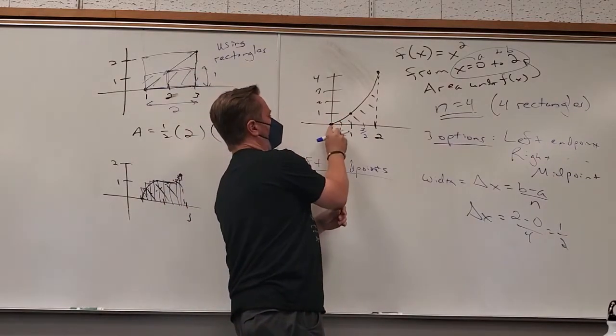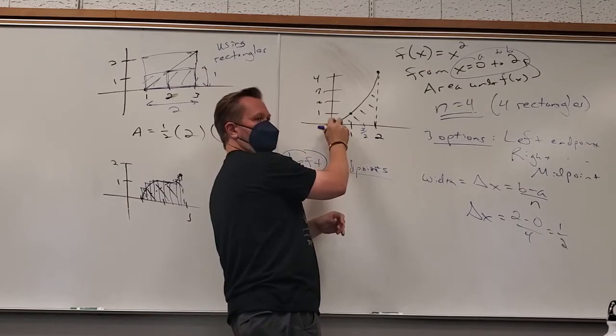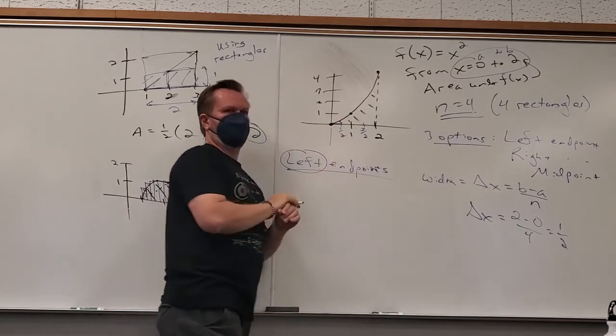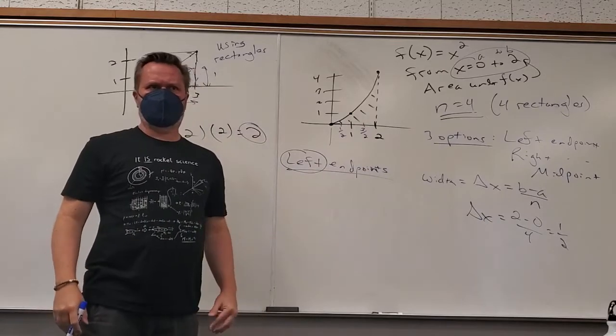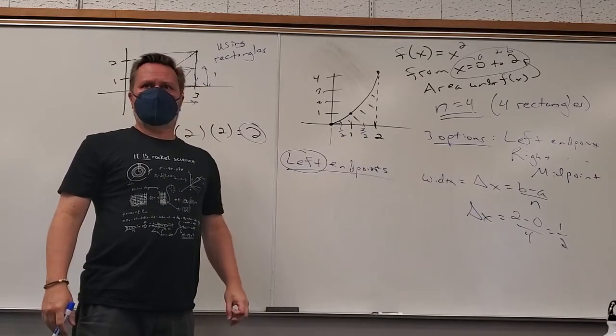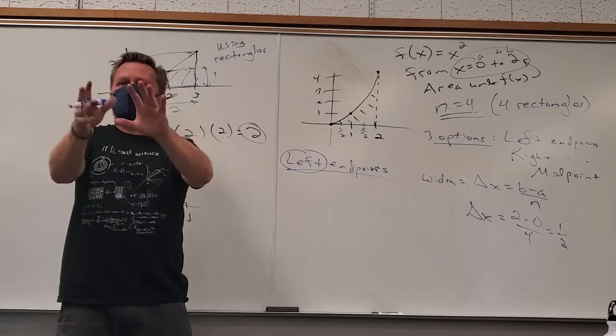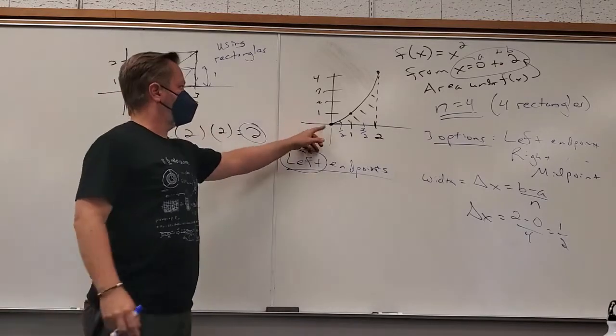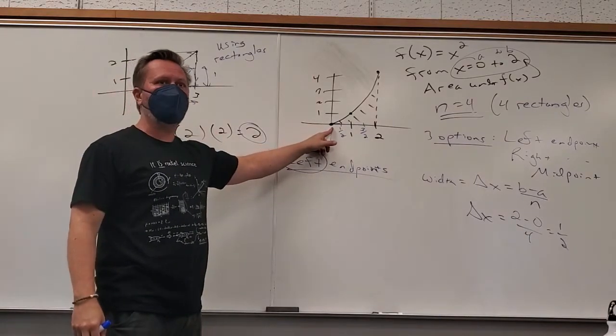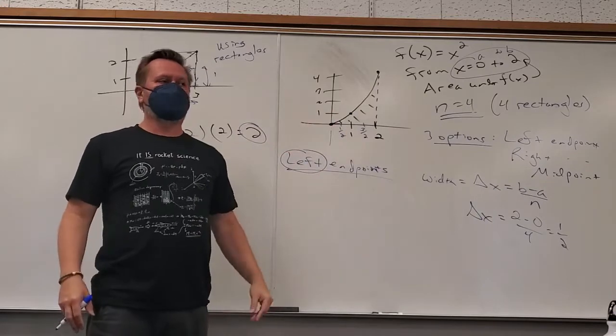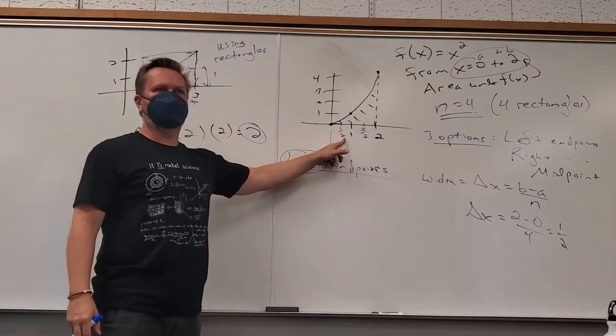So the rectangle is going to go from 0 to 1/2, and the height is based on the left endpoint. 0. So watch as you draw. I really want this to make sense. How tall is the left endpoint of this rectangle if it starts at 0? Well, what's the output of that? 0. So how tall is it going to be at 1/2?